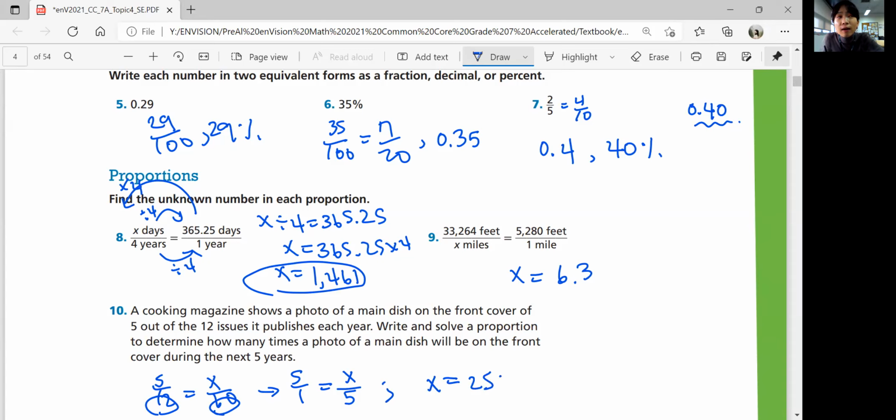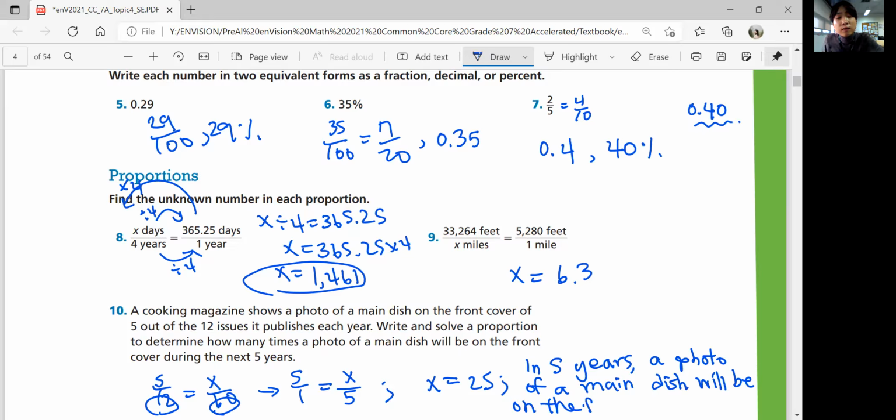X should be 25. So what does that mean in words? In 5 years, a photo of a main dish will be on the front cover 25 times. Okay.